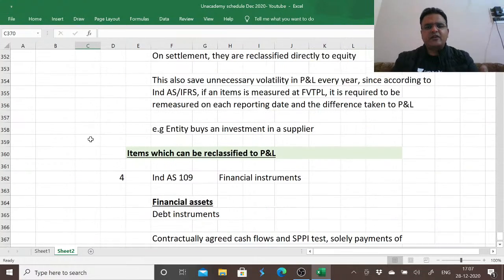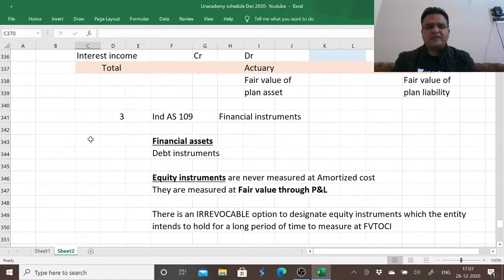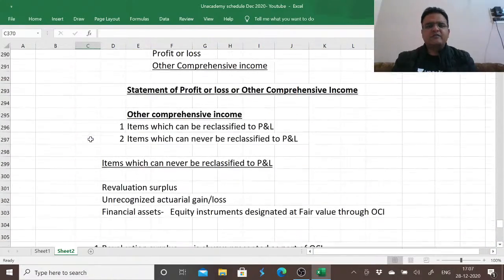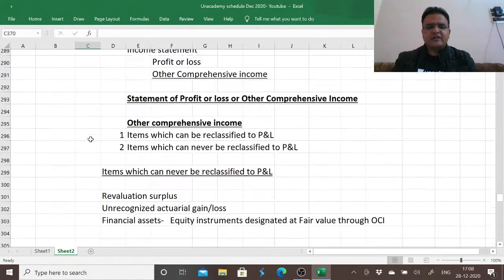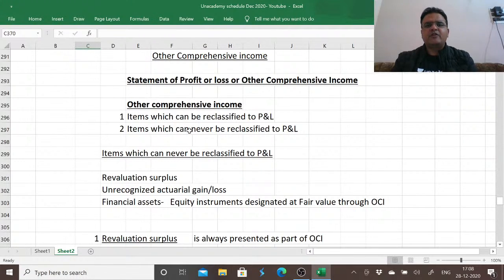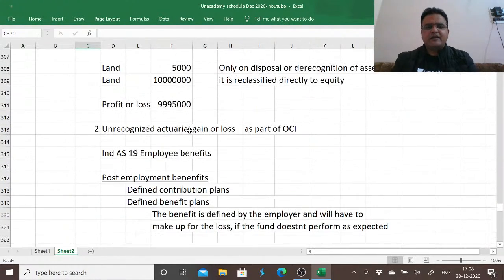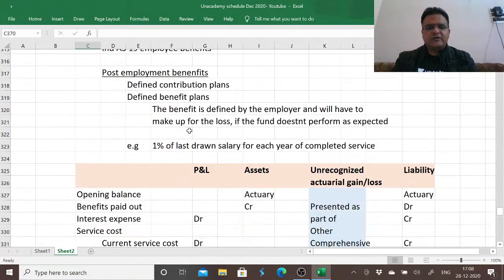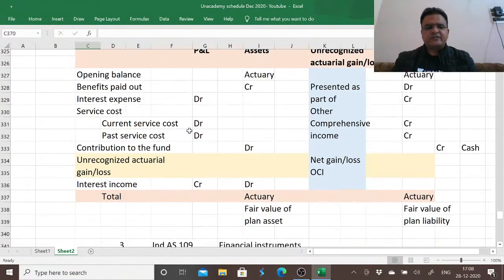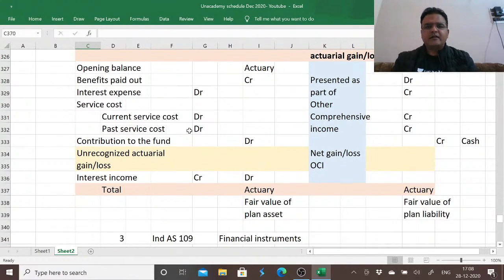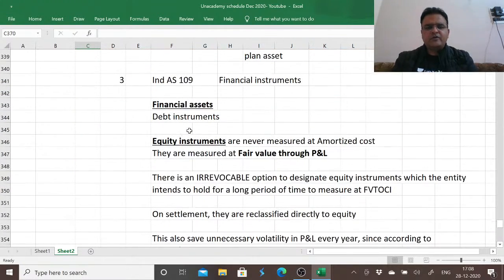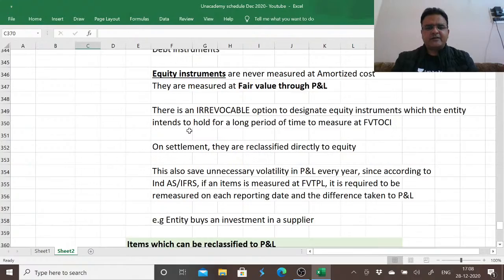So we are able to recollect now. We divided the OCI into two components. One, the items which can never be reclassified to P&L. The items which can be reclassified to P&L. In the items which can never be reclassified to P&L, we discussed revaluation surplus, unrecognized actuarial gain and loss, and equity instrument, which was irrevocably designated. Irrevocable means if we have decided to move to this designation, we will never be allowed to come back.